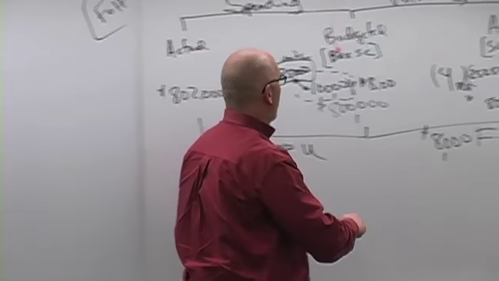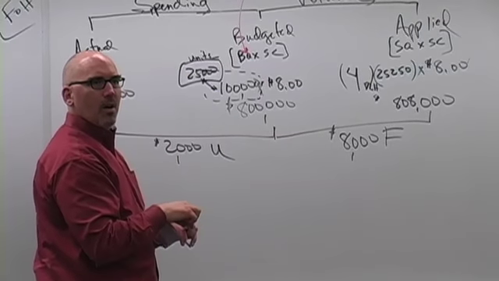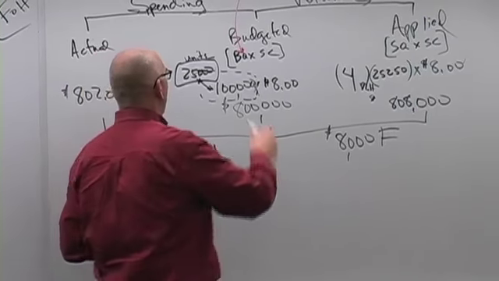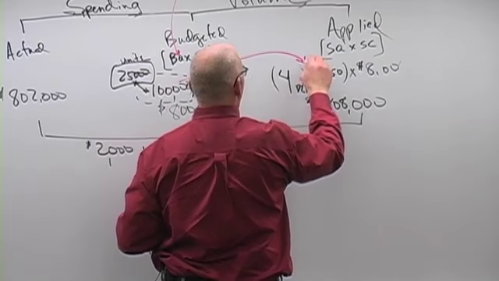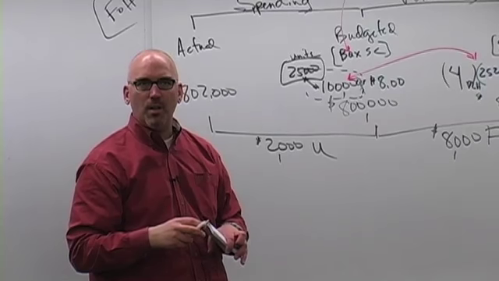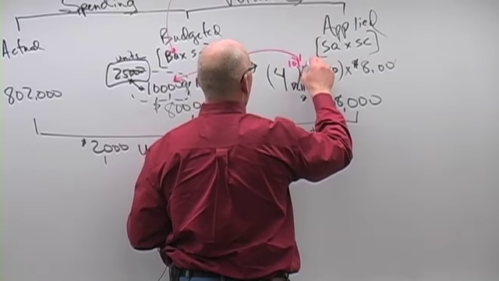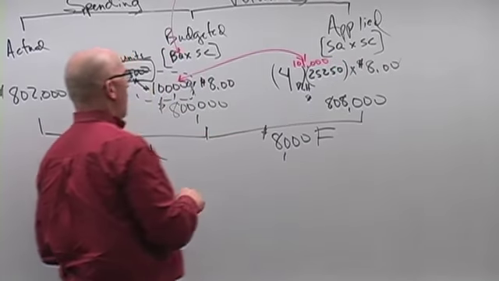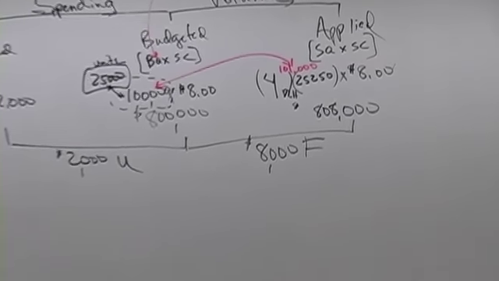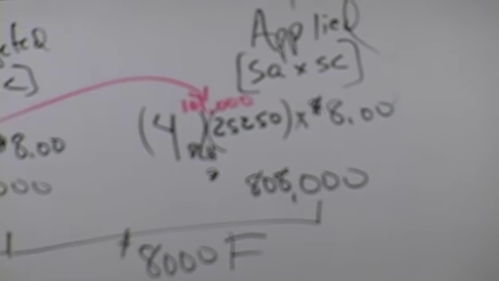We'd compare what changed, standard cost or quantity? The quantity. Quantity changed. So we're comparing those two numbers. Does anybody have the product of 4 times 25,250? How much? 101. Okay. So we're comparing 100,000 to 101,000.